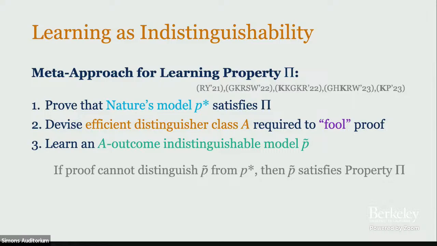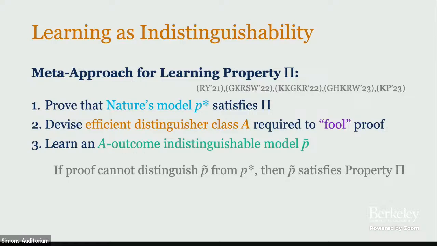Okay, then the next step is to prove that nature's model satisfies this property. Come up with some proof that if you could learn the Bayes optimal predictor, then you would satisfy the property. Okay, from that proof now, devise a set of distinguishers. Mine that proof, look at what you need for that proof to go through, and come up with a set of tests that if you fooled them, your proof would still go through. Okay? And then once you have this distinguisher class, just learn an outcome indistinguishable model with respect to that distinguisher class.